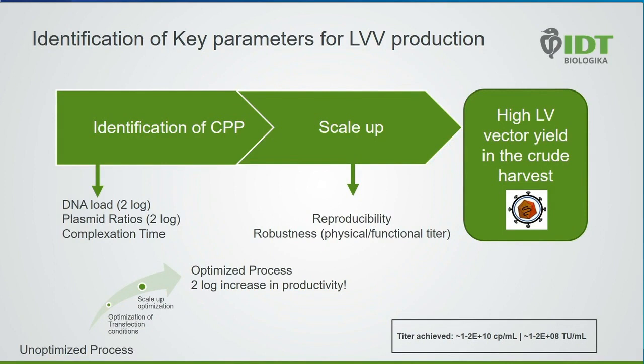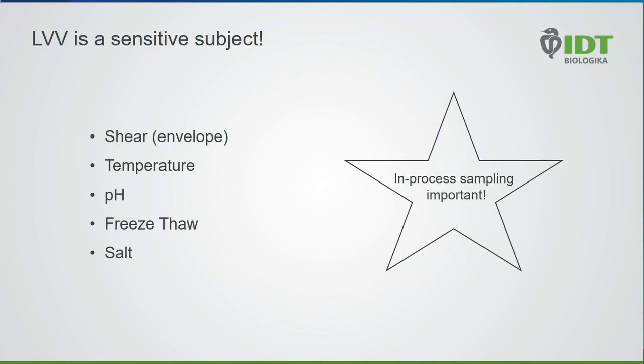The titers we typically are able to achieve using our reporter gene is about 1 to 2E10 physical titer, as well as 1 to 2E8 transduction units per mL. So while the focus of my talk was mostly from an upstream perspective, I do want to touch upon a little bit from the downstream side as well.